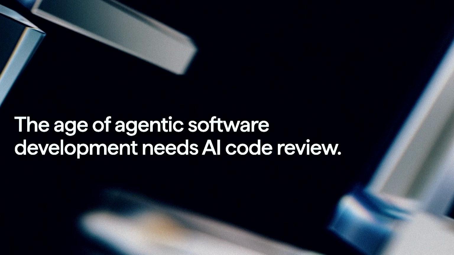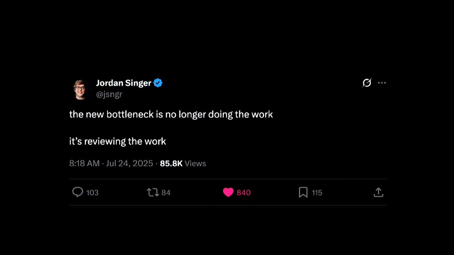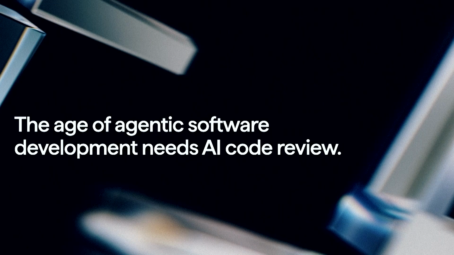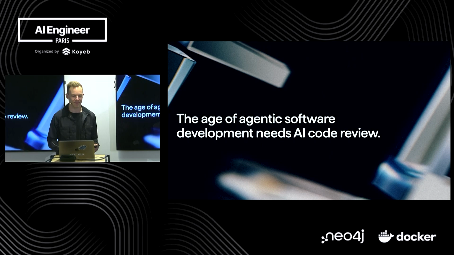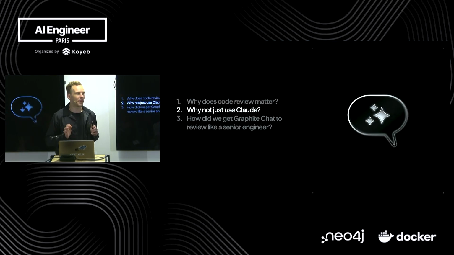I thought that this tweet summed it up really well. The new bottleneck is no longer doing the work, it is reviewing the work. And that's why the age of agentic software development needs AI code review. So that takes us through question one, why does this matter right now?